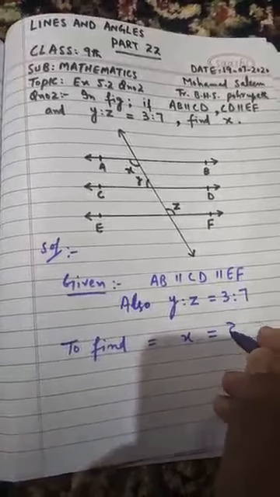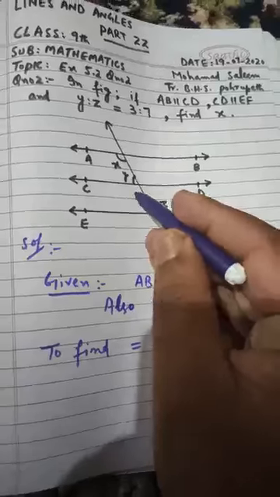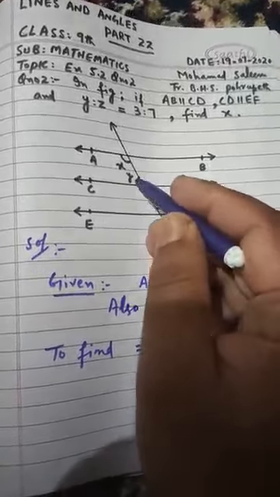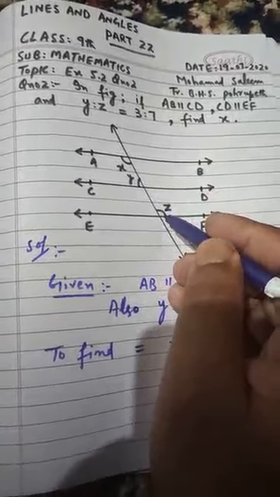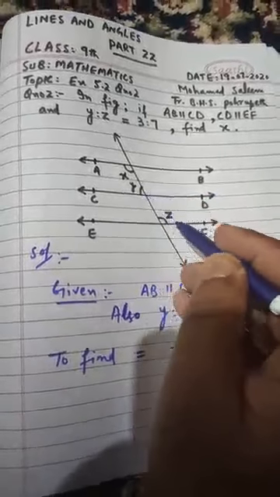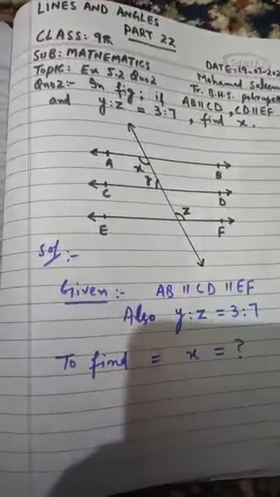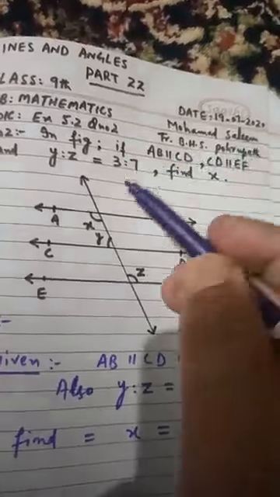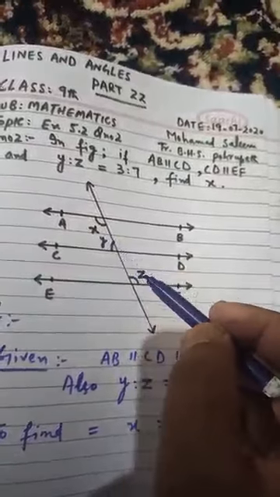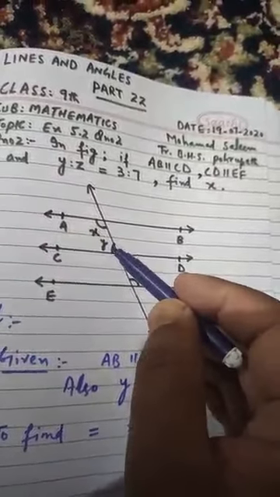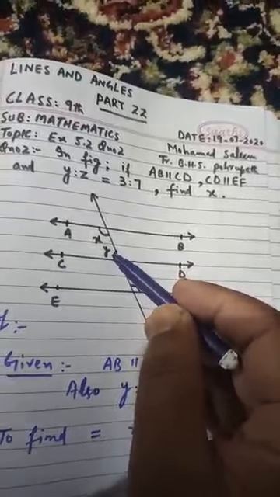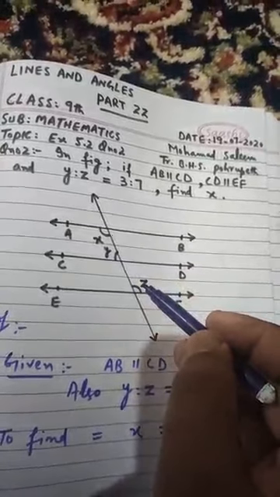Now what we have to find is simply X. But Y and Z are also not known. Let us try to find out Y and Z. How can we find Y and Z? We should know their sum. At least we should know their sum. Their ratio is known to us, their ratio is 3 is to 7, but we don't know their sum. Let us try to find out what is their sum.